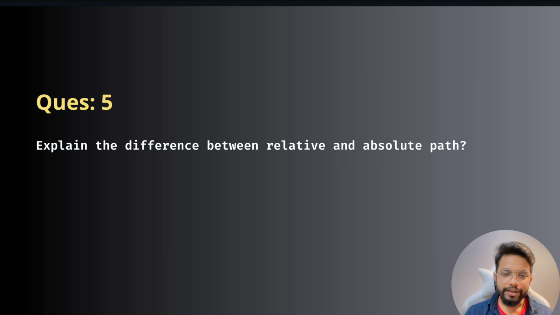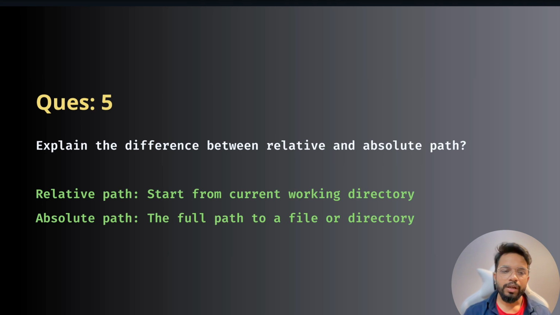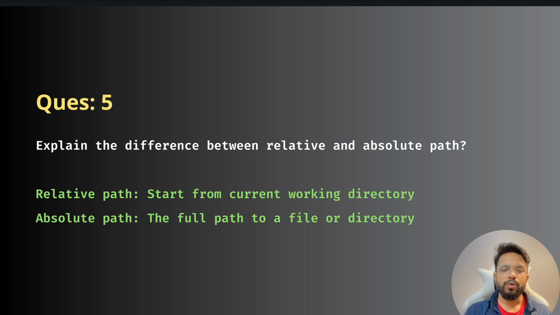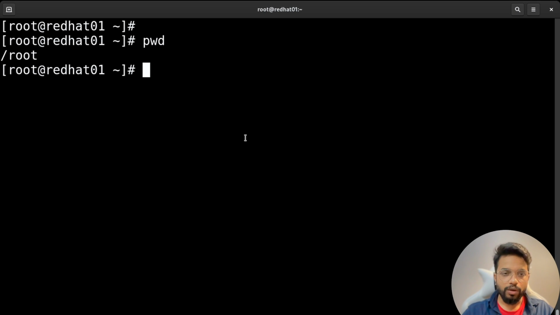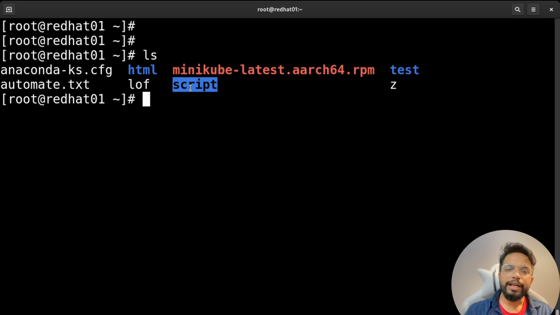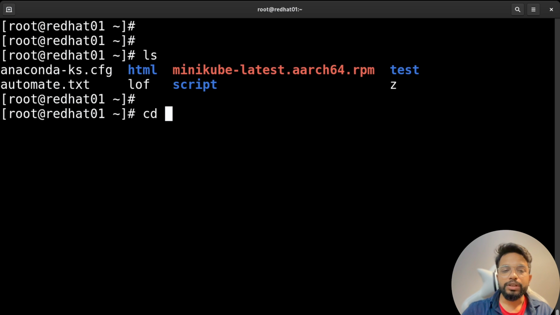Question number 5. Explain the difference between relative and absolute path. Let's see the answer. Relative path starts from the current working directory, and absolute path is the full path to a file or a directory. We can quickly see on the terminal also. For example, I need to go inside this script folder, right? So I have two ways: one is relative path and one is absolute path. For the absolute path, I need to start from the root directory, because I am inside the root folder now, and then go into the script folder.